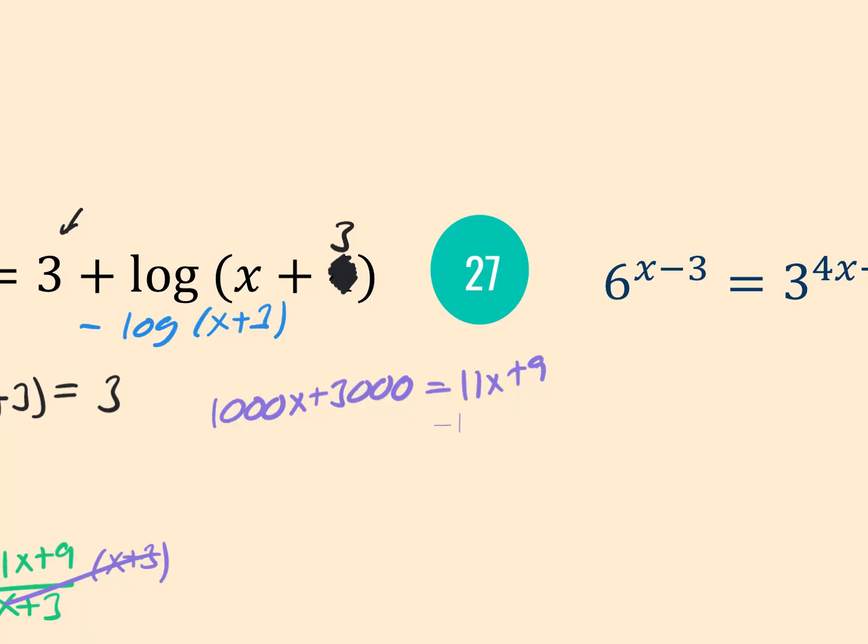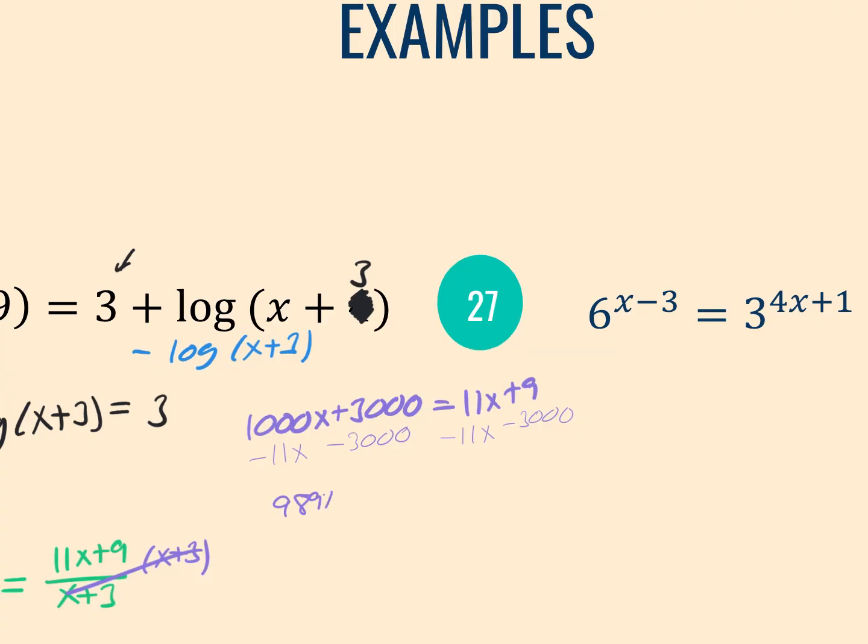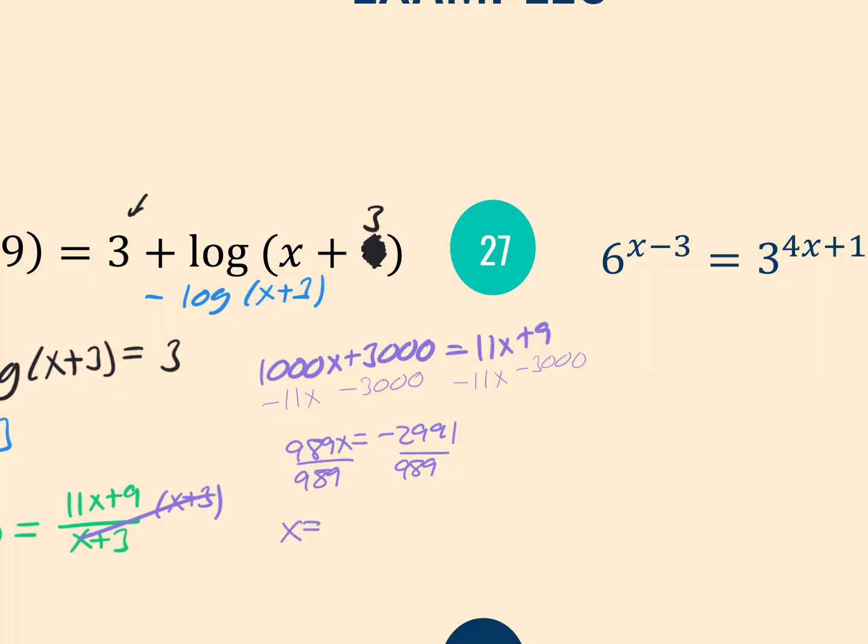And then now we're going to get kind of ugly numbers, but we're still just trying to get x by itself. So subtract 3,000, subtract 11x, and then we're going to be left with 989x equals negative 2,991. Divide both sides by 989. And then I get x equals negative 2,991 over 989. What a fun number to work with.